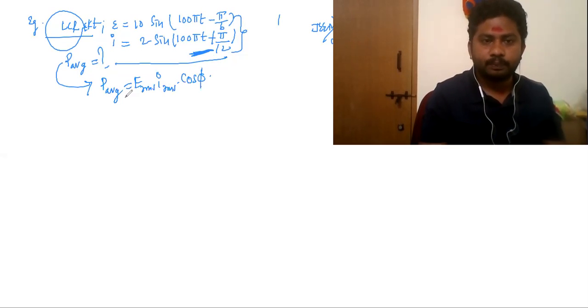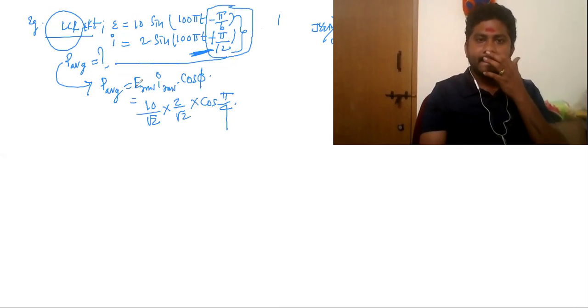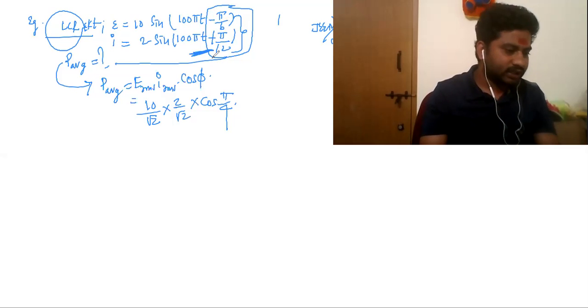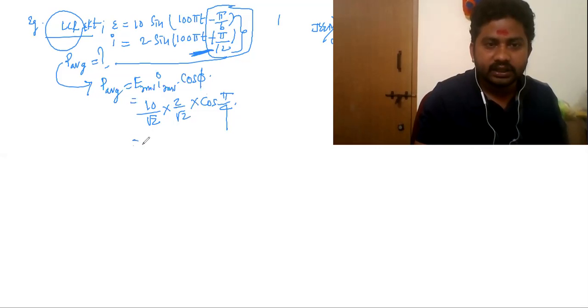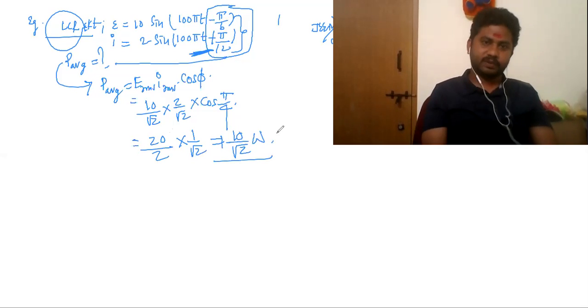So average power: ERMS is E naught by root 2, into IRMS, I naught by root 2, into cos pi by 4. Just now in the previous question, we found the phase difference, and we get the same pi by 4 here. So then it is 20 by 2 into cos pi by 4, which is 1 by root 2. So the answer is 10 by root 2 watt. So that is the average power.